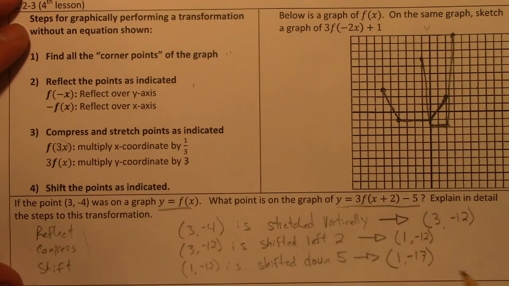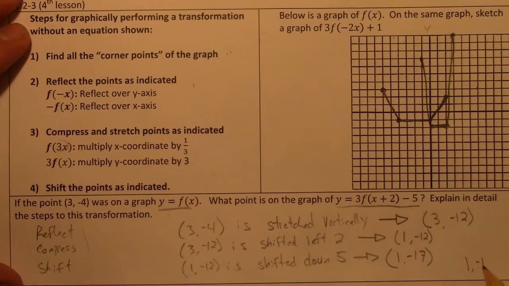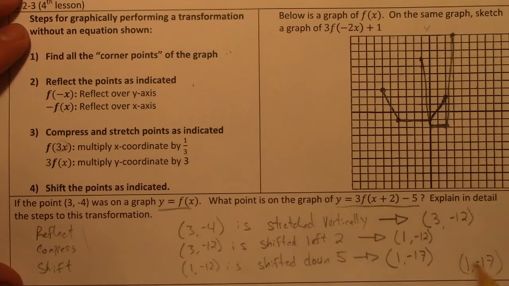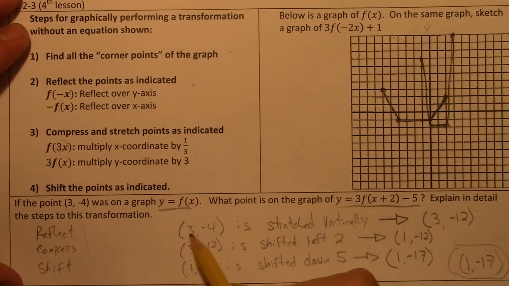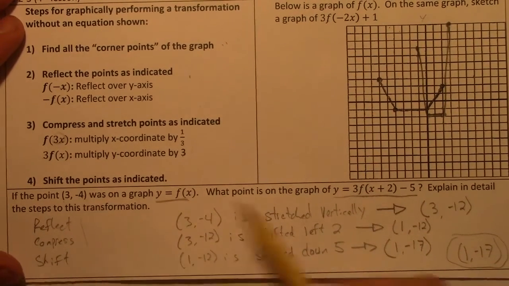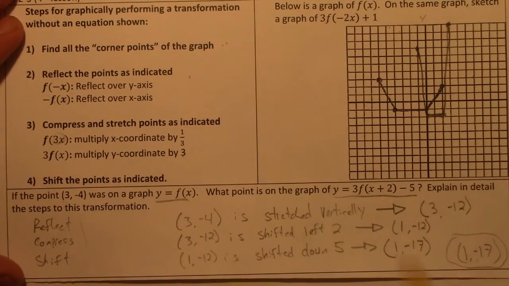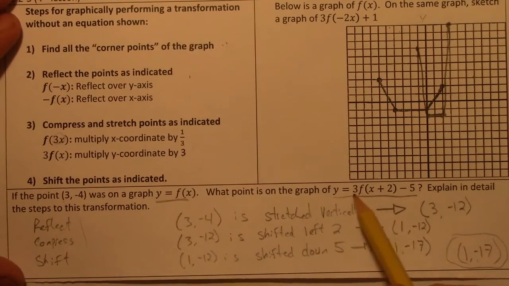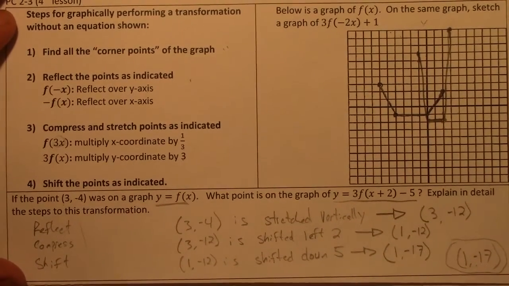All right. What is the point on the graph? (1, -17) is your answer. And then explaining it in detail, (3, -4) is stretched vertically this way. This is shifted left 2. There it is. Boom, boom, boom. This is pretty good detail for how I got from that point on a graph to here. All right. That's a very weird question, but you just have to follow those steps, and that will lead you there. Good luck.